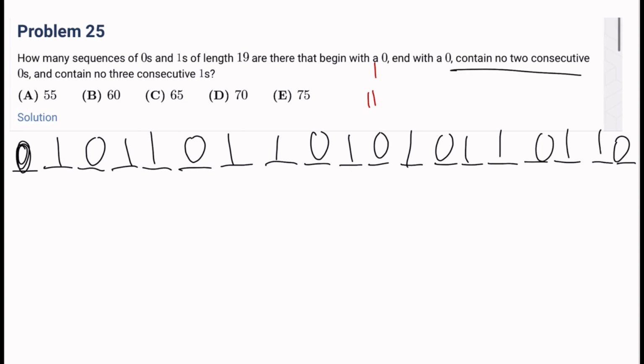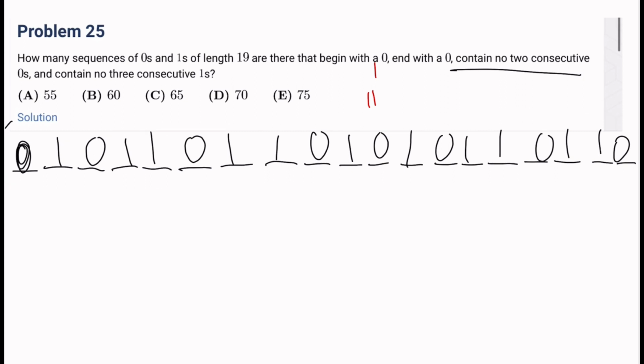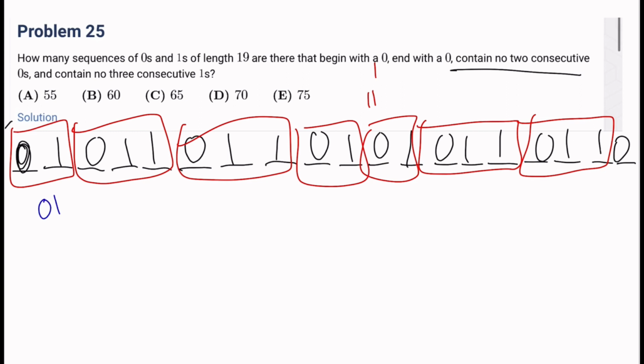And then they have to contain no 2 consecutive zeros, so this is one of the many possible combinations. And if you see, they can be categorized like this, right? Because all the zeros have to be apart, and the ones can only be in groups of 1 or 2. And so if we pair the zeros and the ones together, then they will either be 0, 1 or 0, 1, 1. These are the only 2 possible groups. And the final 0 is left alone, so we can take it out from the whole thing and see that the length is 18, right?